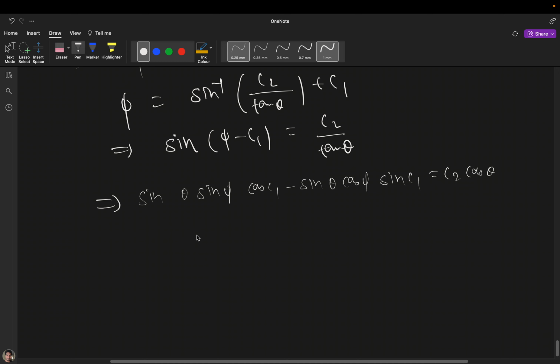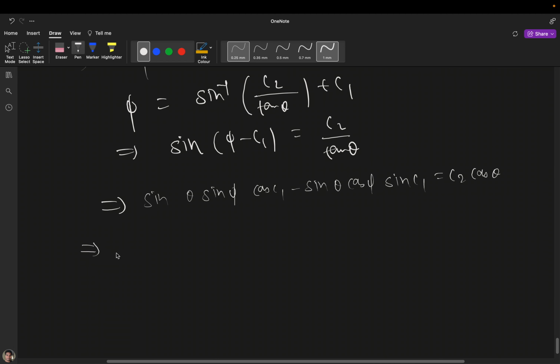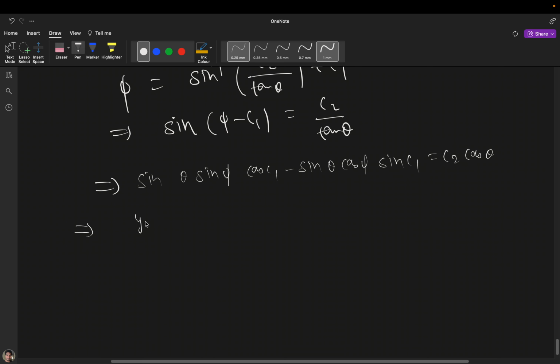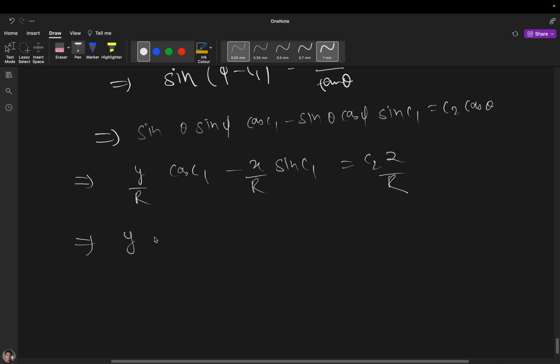Then you can see that sin theta sin phi is nothing but y by r, not x and y, x by r and y by r. So here it is y by r cos c1 minus x by r sin c1 equals c2, and here it is z by r. Then the final expression will become y cos c1 minus x sin c1 equals c2 z.